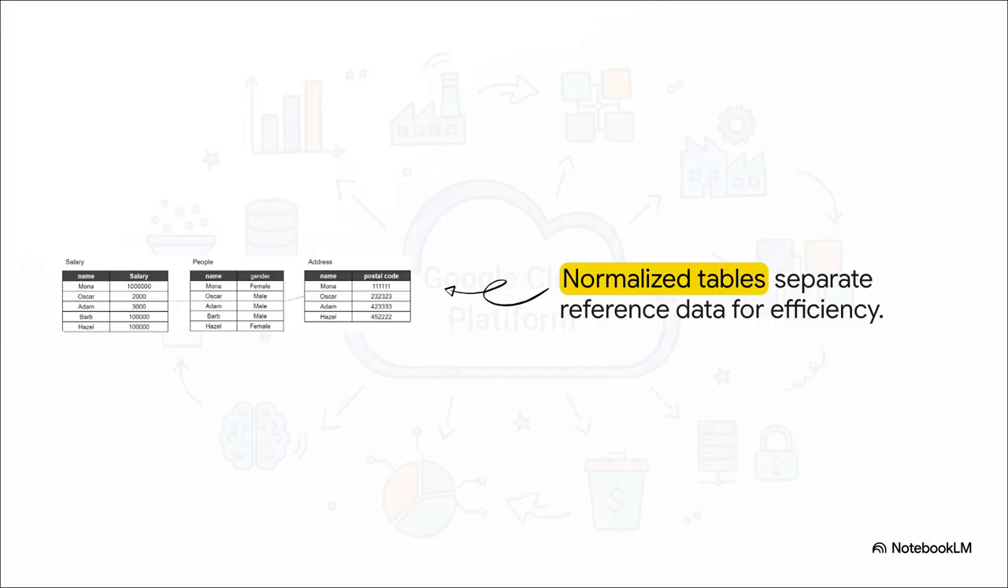Take a look at how this normalization process actually works in practice. By creating separate reference tables for categories like addresses or salaries, and simply linking them back to the central people table, we prevent the system from storing the text New York City a million redundant times. It is an incredibly efficient way to manage your storage.